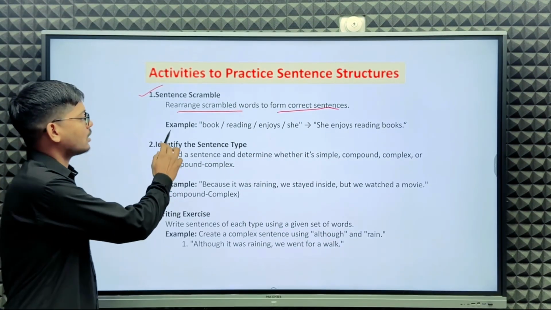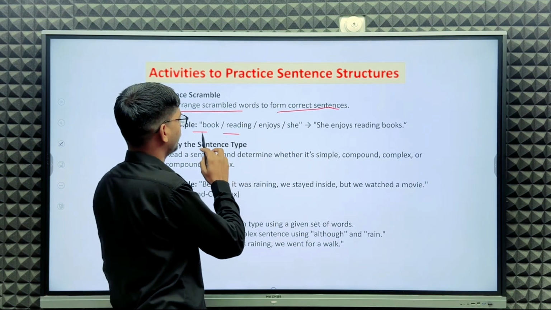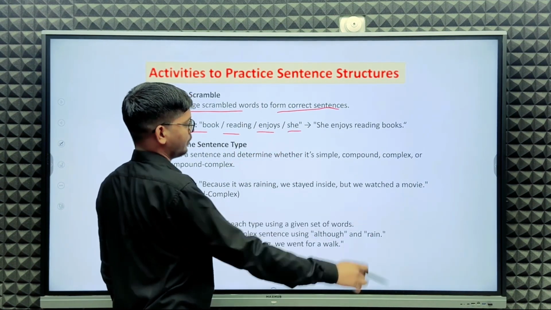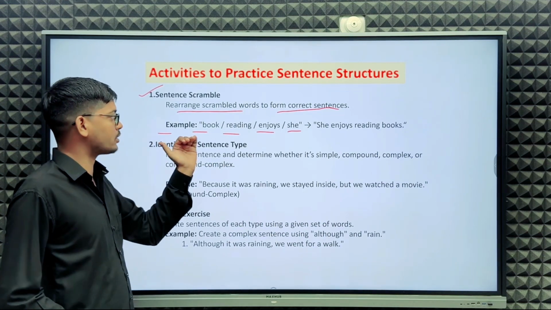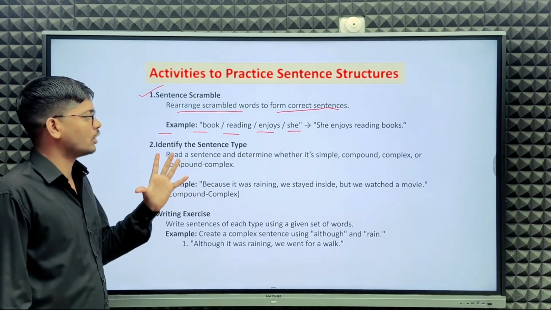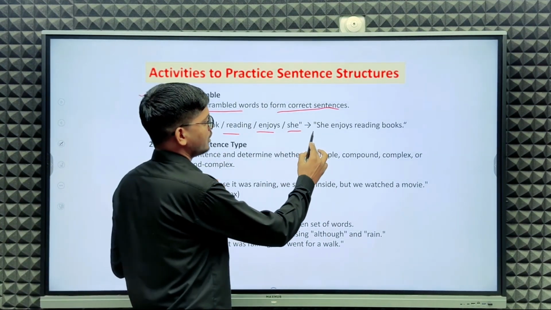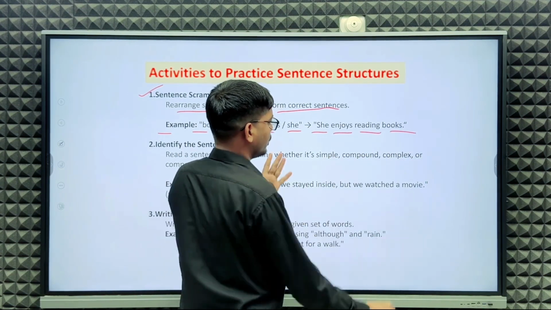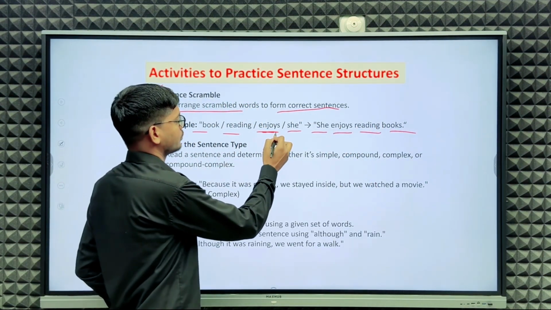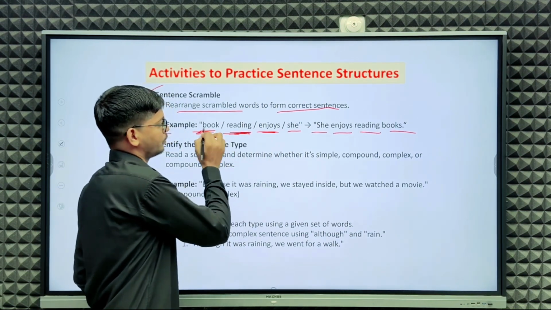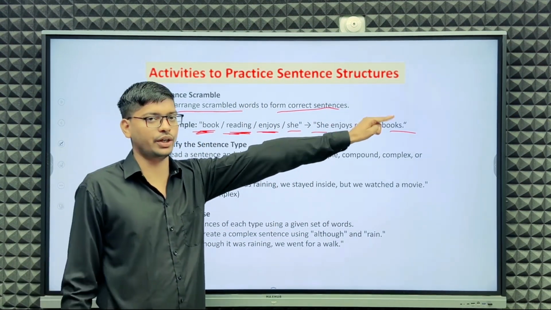Example: "book reading Joyce C." This is a scrambled set of words. The right format is: "She enjoys reading books."